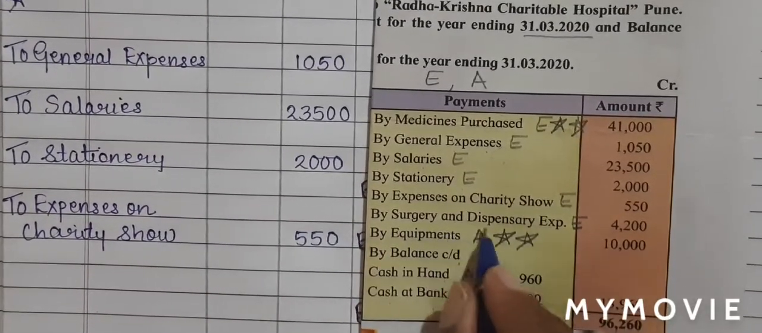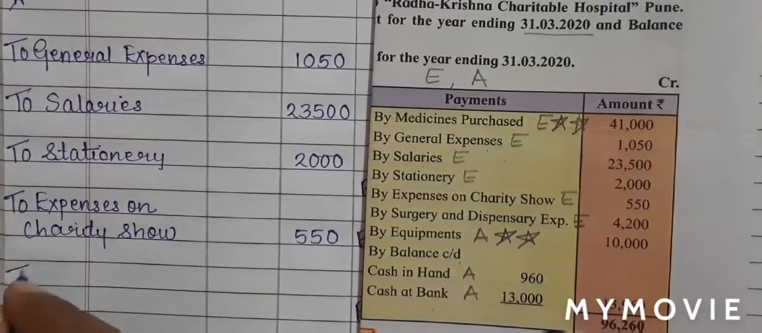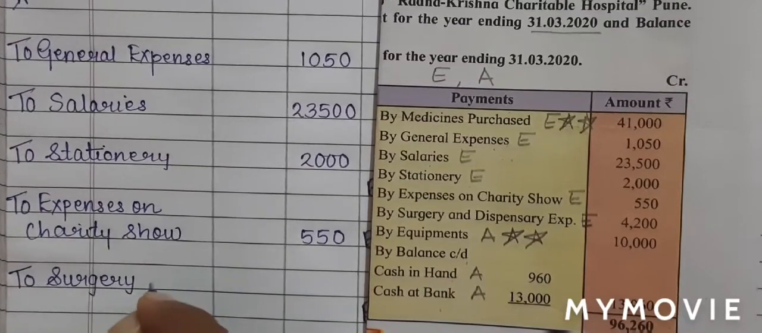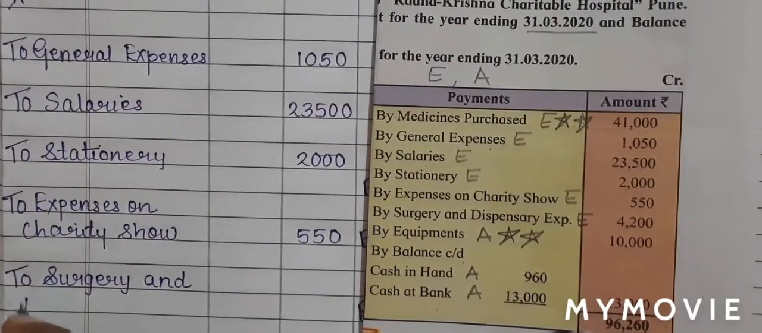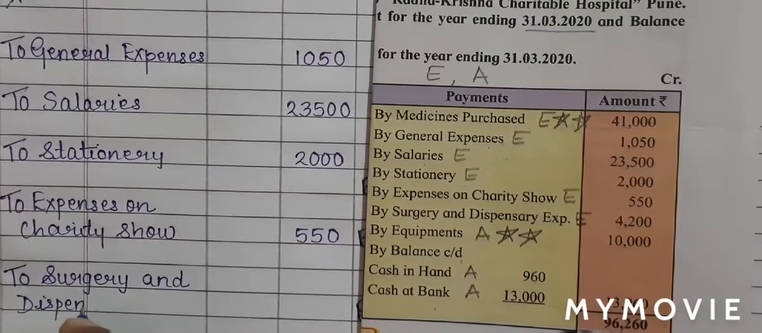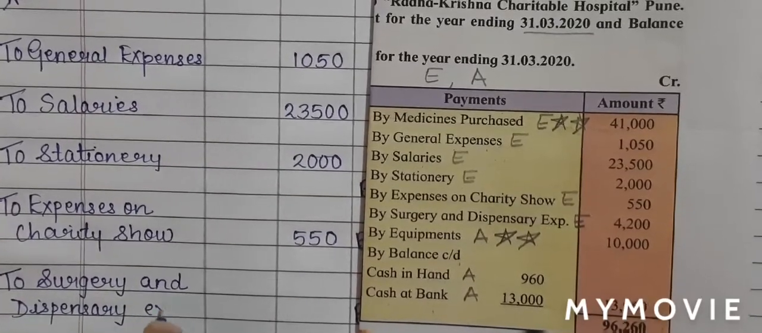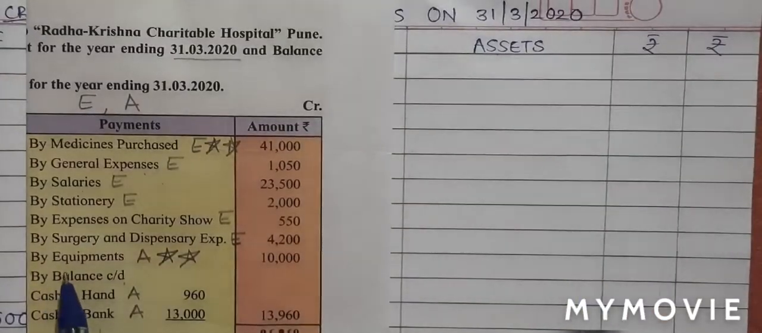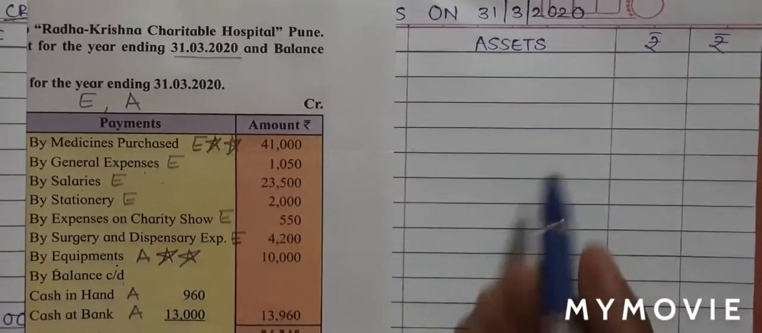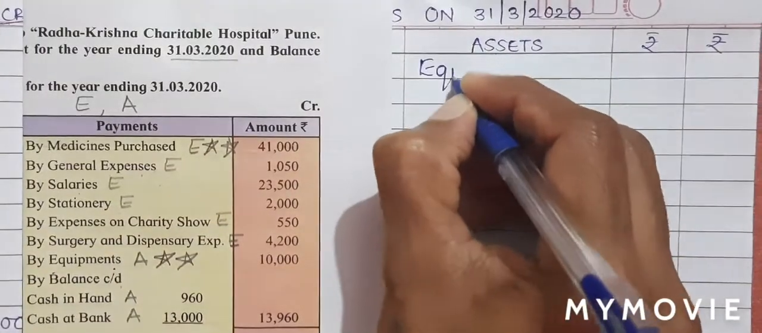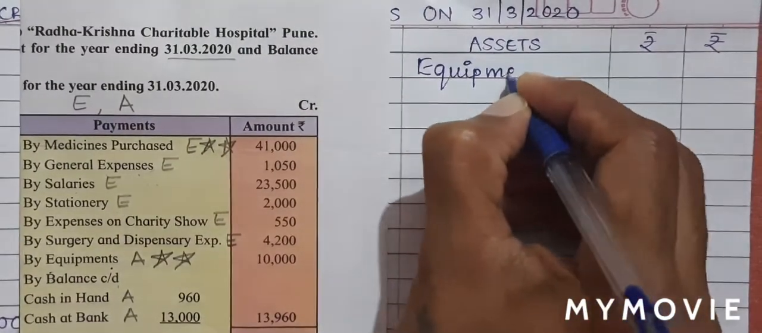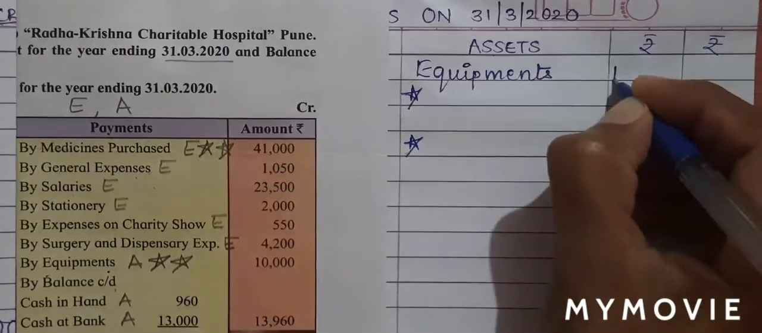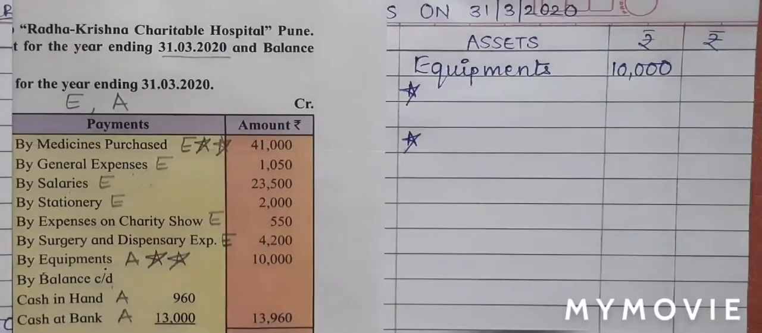Next is surgery and dispensary expenses. Again on the expenditure side. So I'll write to surgery and dispensary expense. No star, outer column. Next is equipments, which I'll write on the asset side. So equipments, there are 2 stars. So I'll mark 2 stars. I'll write it in the inner column, 10,000.